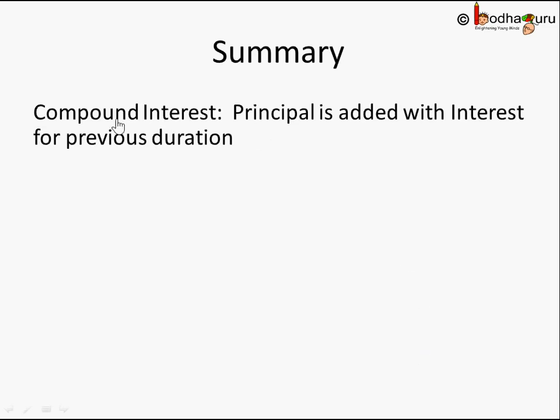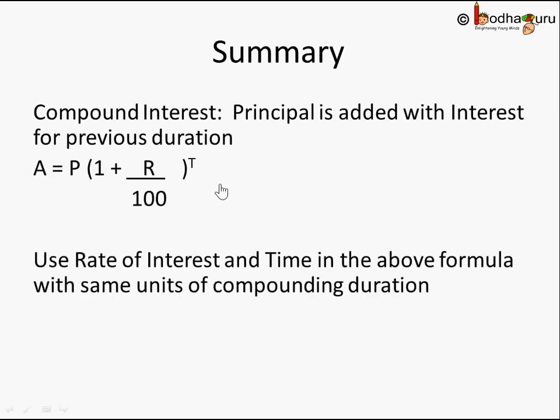In a nutshell, in the compound interest case, the interest for the previous duration is added to the principal, and this duration is important. Is it compounded annually? Then interest is added at the end of the year. If it is compounding half yearly, then interest is added every 6 months. If it is compounded quarterly, then interest is added every 3 months, and so on. The formula remains the same. Ensure rate and time are of the same unit.